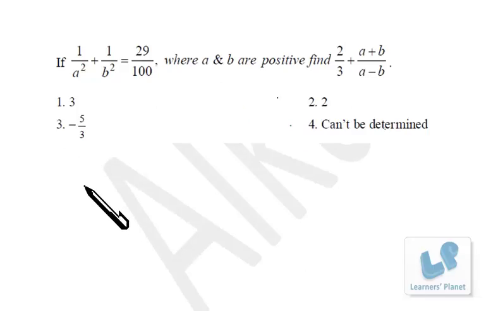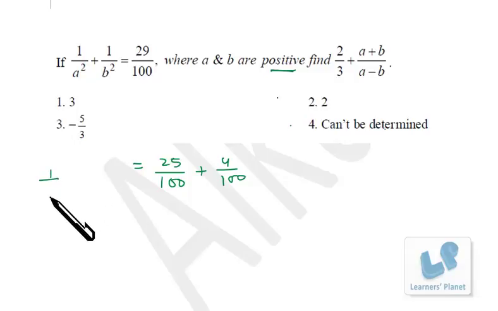Now we try this question. 1 upon a square plus 1 upon b square is equal to 29 by 100, where a and b are positive. Find 2 by 3 plus a plus b by a minus b. Now 1 by a square plus 1 by b square. See, if we just look at this equation carefully, what we can do is we can easily find out the value of a and b. See what is happening over here. 29 by 100, we can write it as 25 by 100 plus 4 by 100, right?